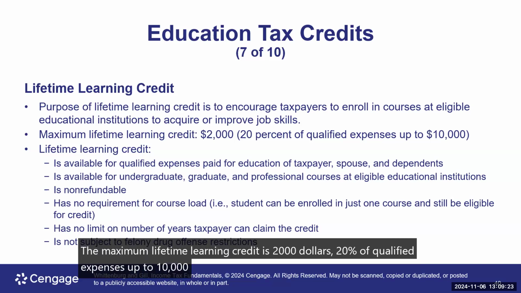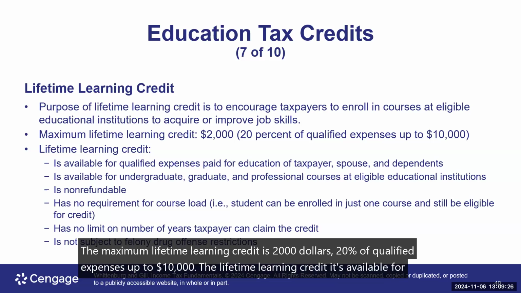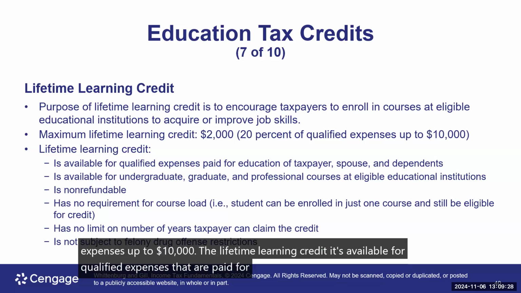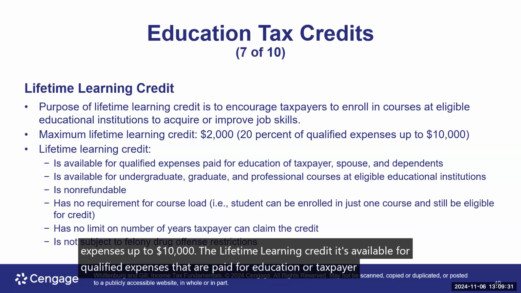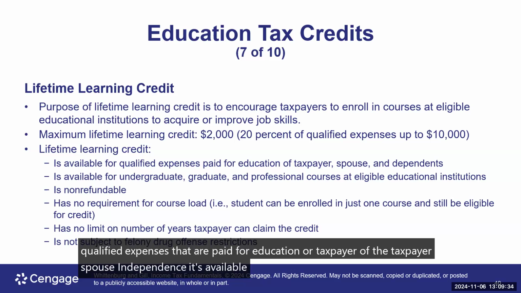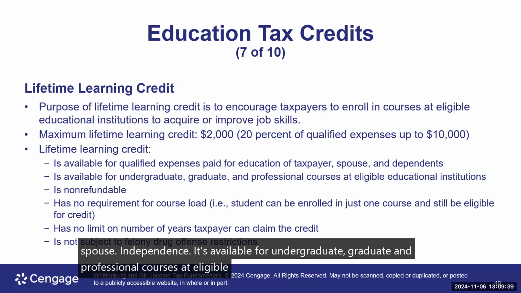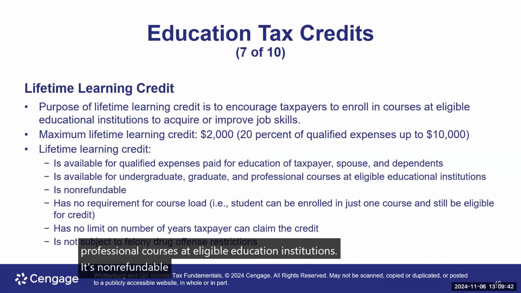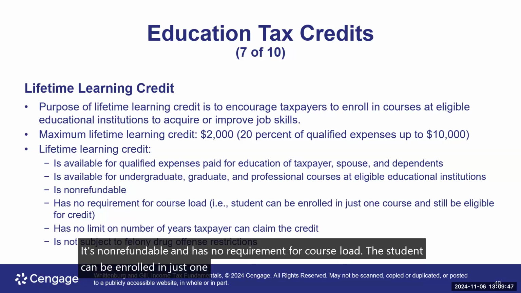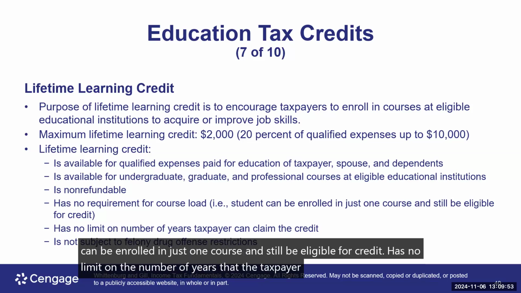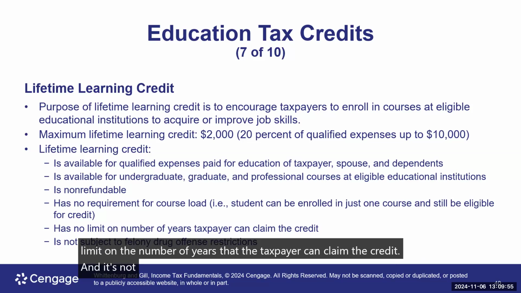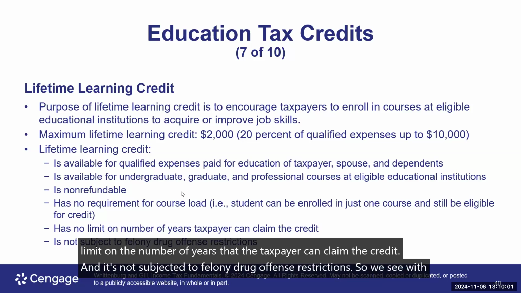The lifetime learning credit is available for qualified expenses that are paid for education of the taxpayer, the taxpayer's spouse, and dependents. It's available for undergraduate, graduate, and professional courses at eligible education institutions. It's non-refundable. It has no requirement for course load. The student can be enrolled in just one course and still be eligible for the credit. It has no limit on the number of years that the taxpayer can claim the credit, and it's not subject to felony drug offense restrictions.